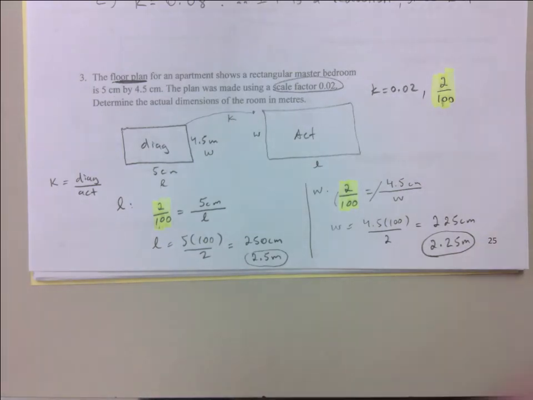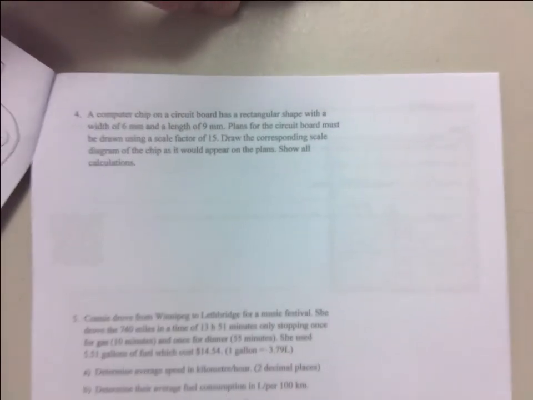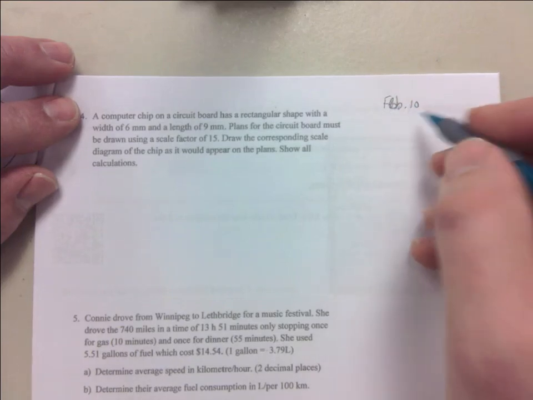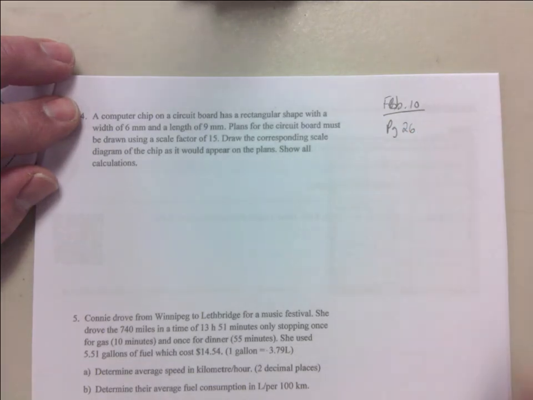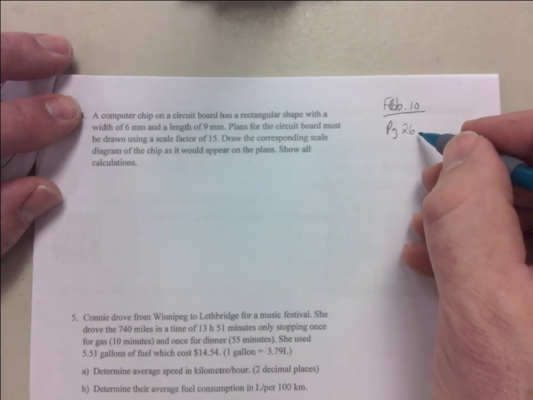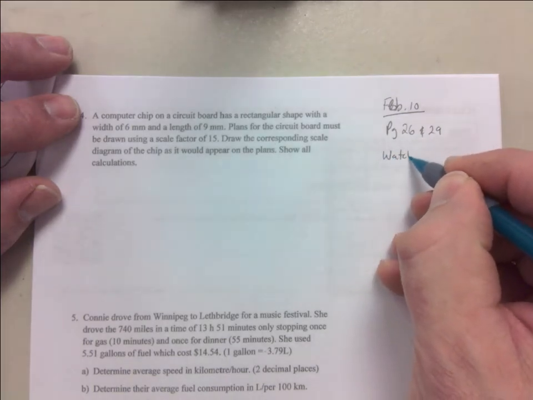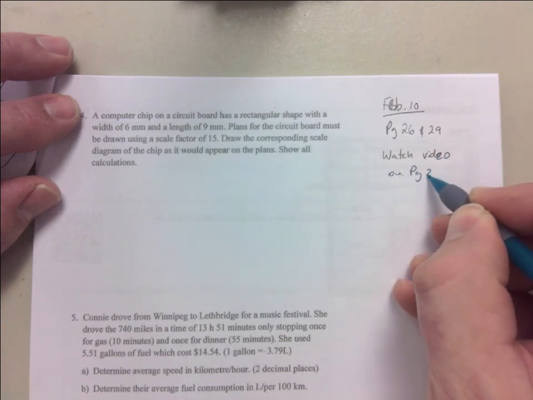Before you pack, I'd like you to try 26 and 29. So I'm going to go to page 26, and let's write down the date, maybe February 10th. I want you to try pages 26 and 29, and then watch the video on page 27.